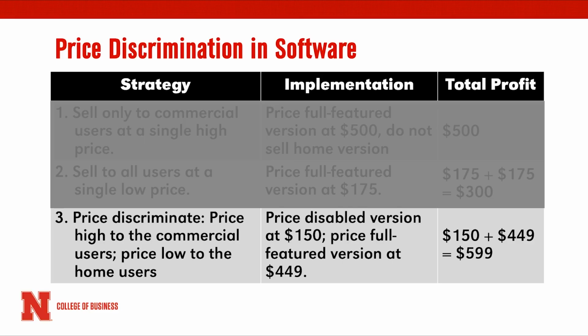Now, using that as our starting point, we can then determine the maximum price that Adobe can charge on the high-end product. Well, we know that the high-end users are willing to pay $300 to upgrade from the low to the high product. That would take us from $150 to $450. So $450 is the most that the high-end user, the commercial user, will pay for the full-featured version when the low-featured version or the disabled version is being offered at $150.